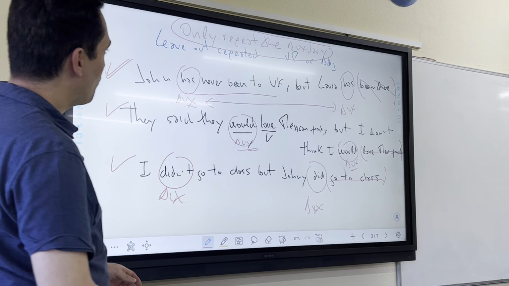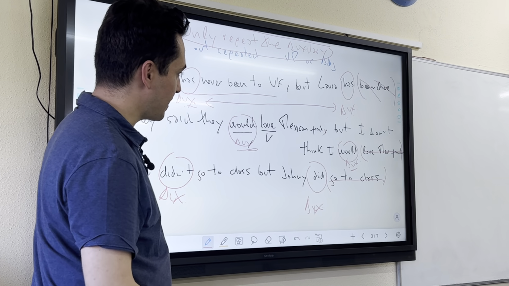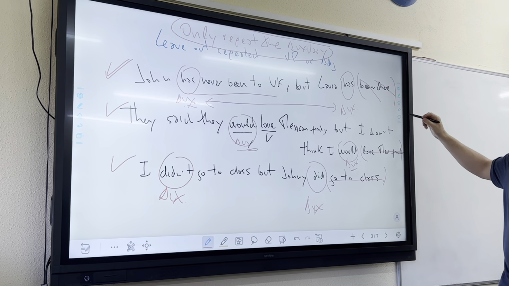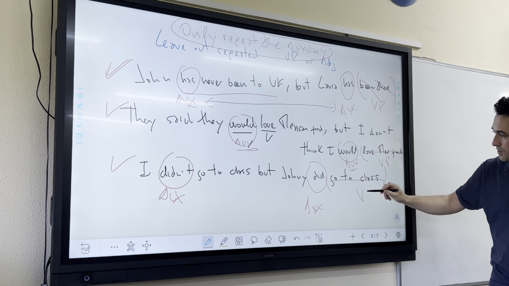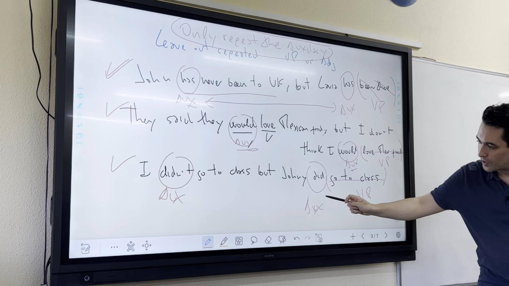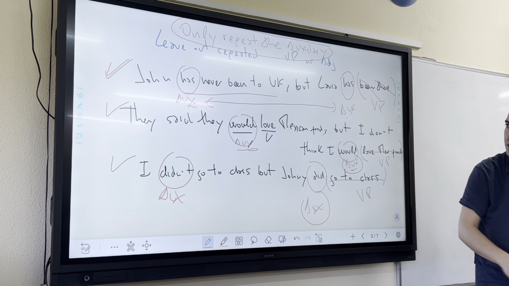Okay, so we leave out the repeated verb phrase, yeah? This is a verb phrase or adjective, yeah? This is a verb phrase, this is a verb phrase, this is a verb phrase. We leave it out. We only repeat the auxiliary.